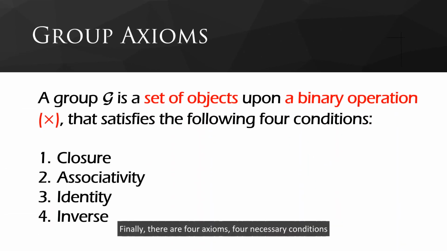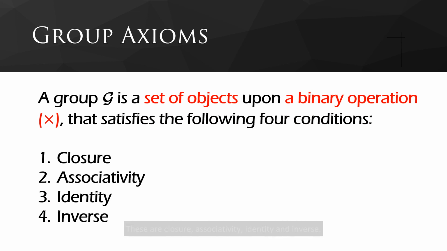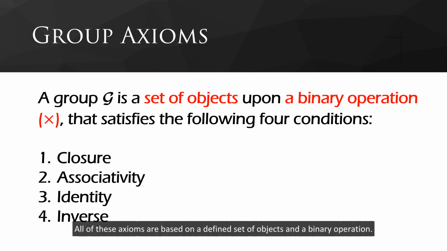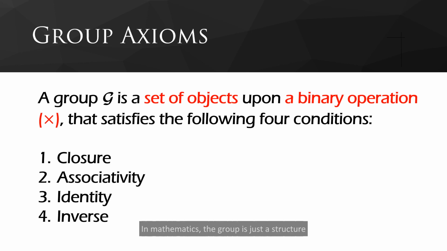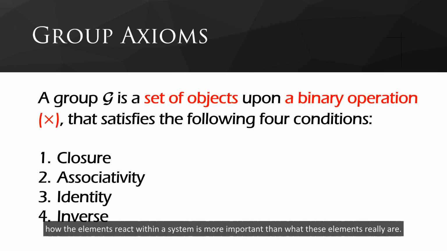Finally, there are 4 axioms, 4 necessary conditions that a group must follow to become a group. These are closure, associativity, identity, and inverse. And all of these axioms are based on a defined set of objects with a binary operation. In mathematics, the group is just a structure that mathematicians use to categorize and compare different systems. In their opinion, the structure of the system and the way the elements react within the system is more important than what these elements really are. And that's why they introduce a group structure to categorize similar mathematical systems.